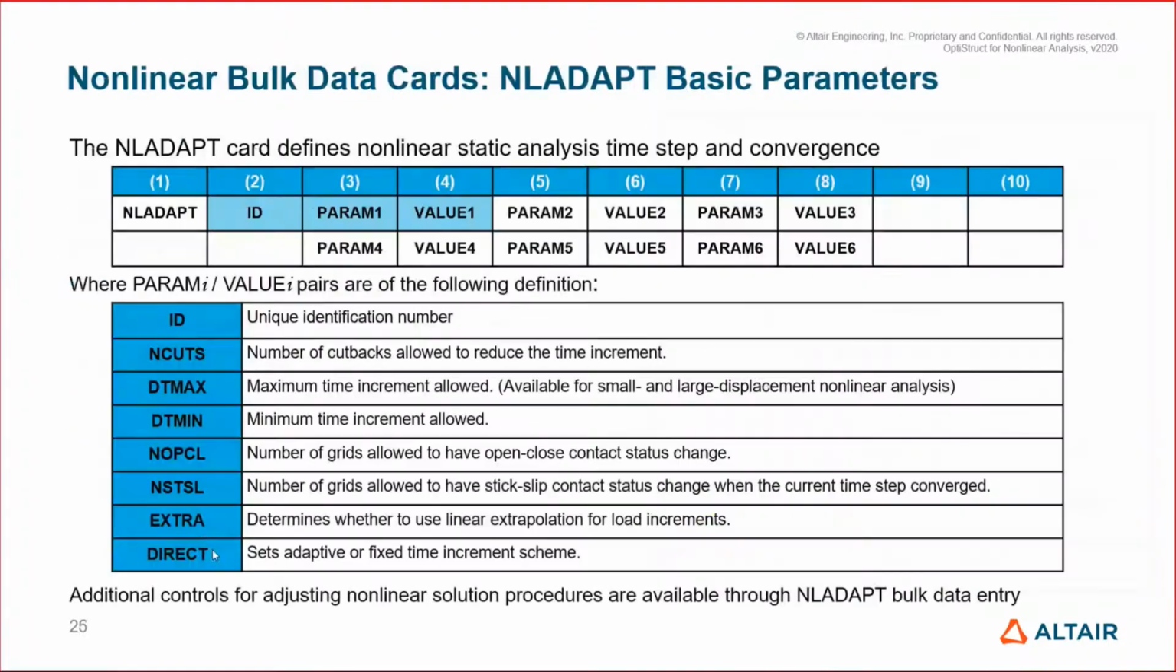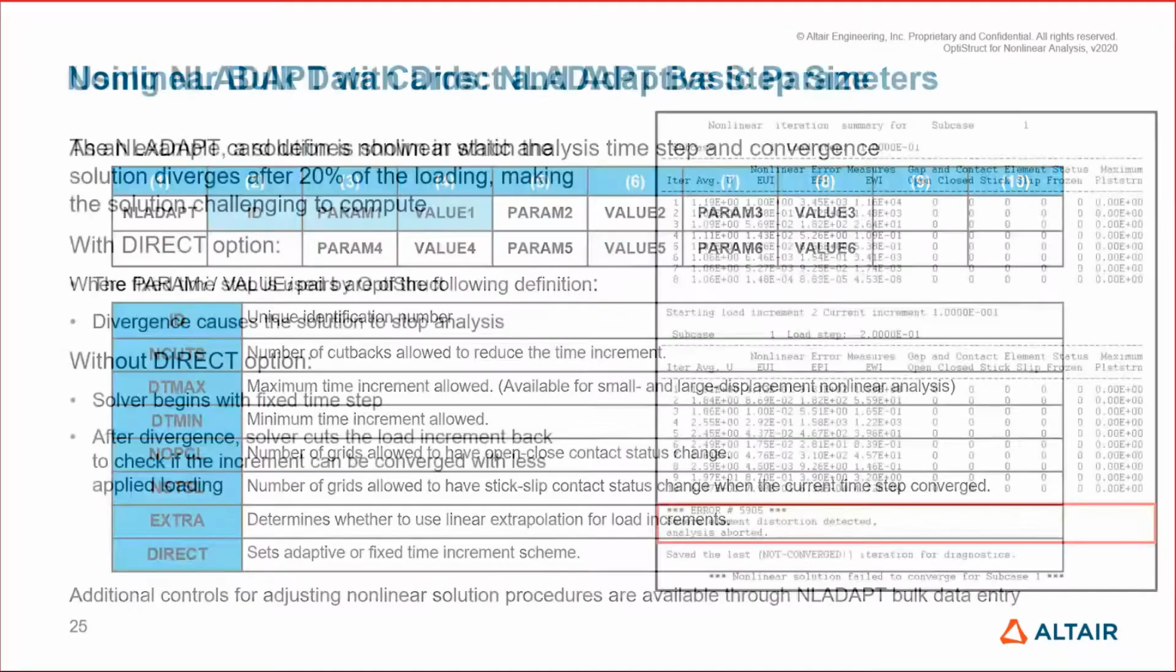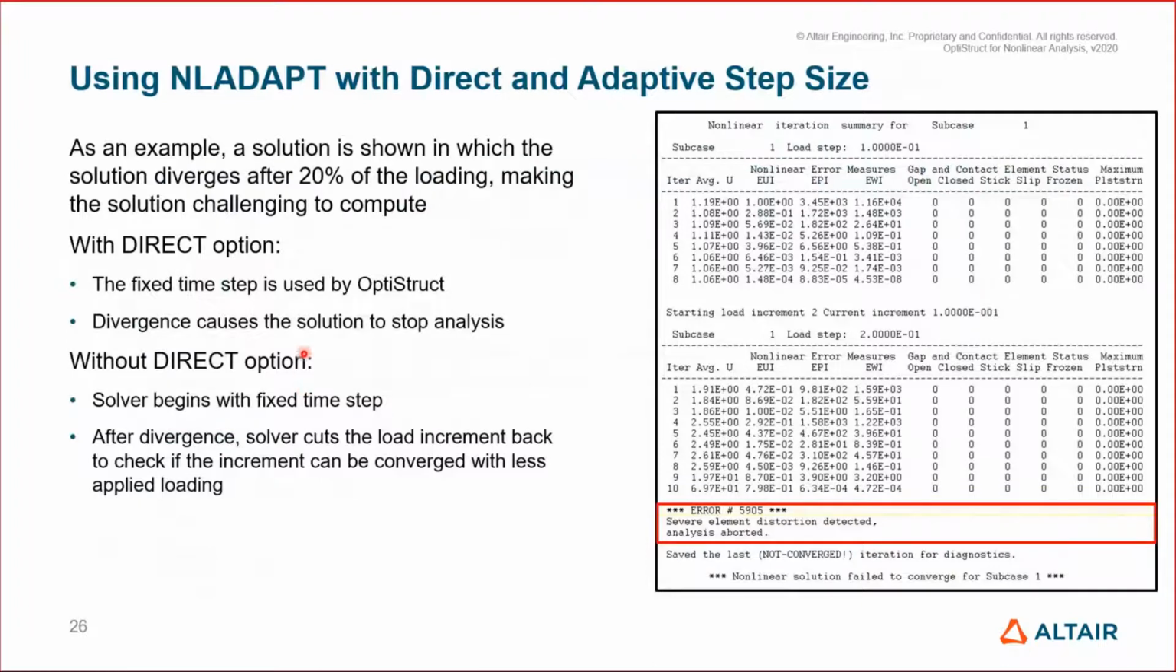Right, so the direct option here, you can see here's one direct. By default, we turn on the adaptive time increment scheme. That's why you see that we have the cutbacks, and then you reduce the time step and try to converge. By default, this is turned on. But if you do not want that, you can set to direct, which means that it will just run. If it encounters some error, it won't cut back, and you will just see that it fails.